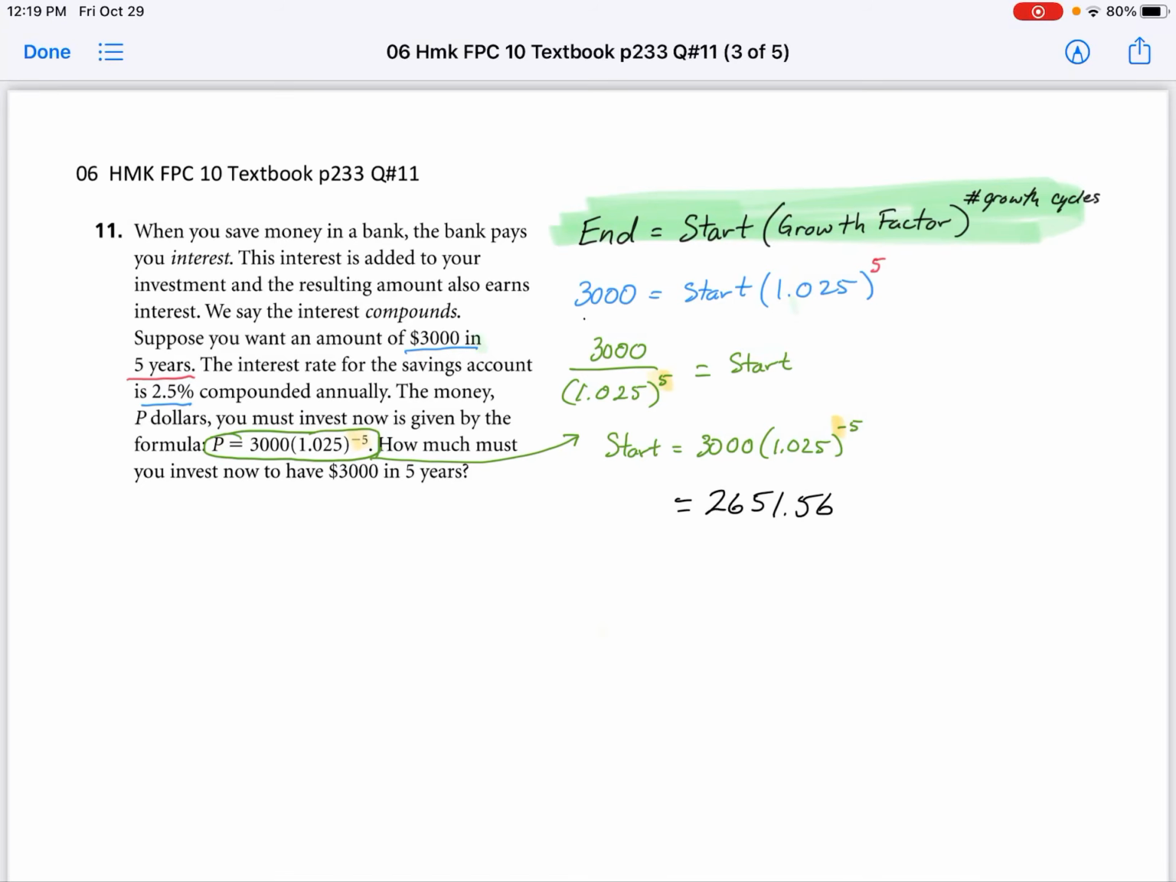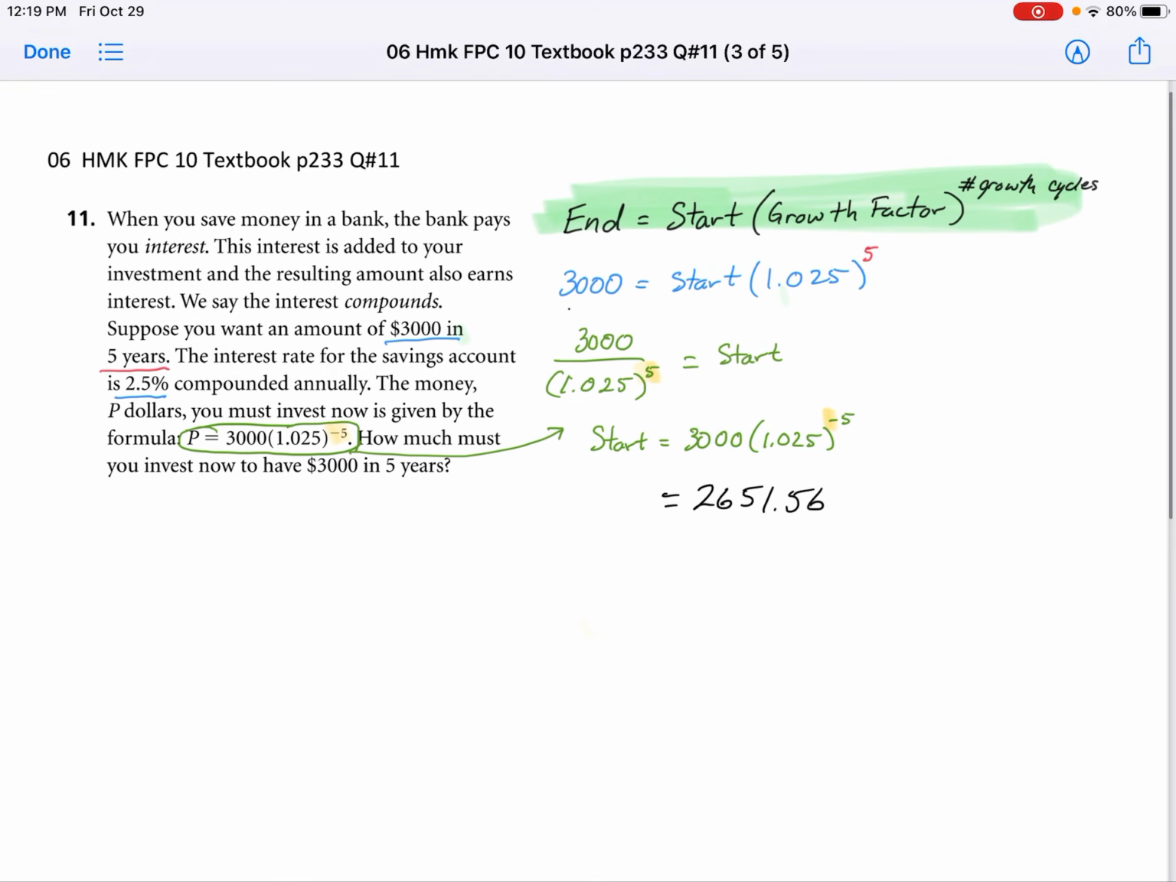Question number 11 on page 233 has a problem based on saving money in a bank, and it says a bank pays you interest and the interest compounds. So this problem is part of a general bigger problem that we call exponential growth problems. And exponential growth problems follow this pattern that I've shaded in the green here.